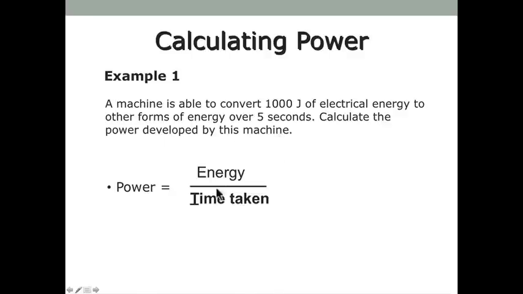The first thing I do is put in my formula: power equals energy over time taken. In this case, my energy converted is 1,000 joules, and the time taken is 5 seconds. So 1,000 divided by 5, I get 200. I can put my answer in joules per second, but the SI unit I will use here is watts. So 200 watts. That shouldn't be too difficult.